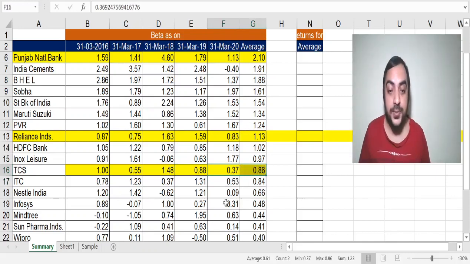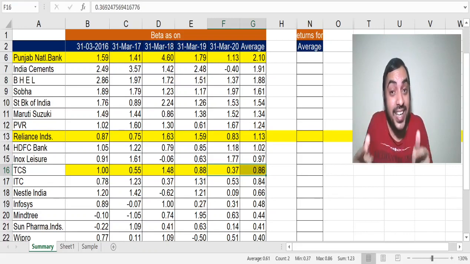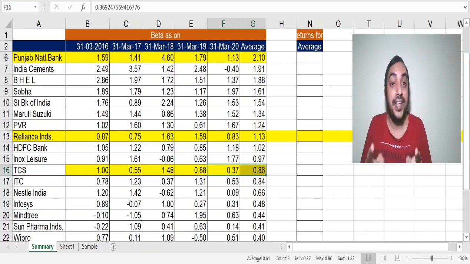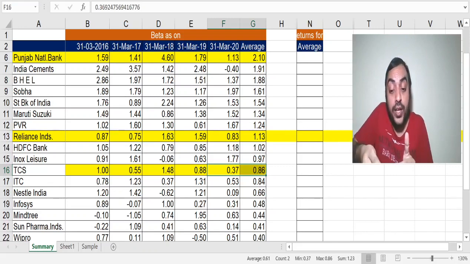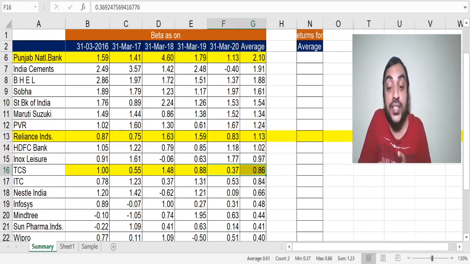So the point is, my dear friends, beta is a very good measure of risk, but it keeps fluctuating. It's not a fixed number. It is just an indicator of what happened in the past. So it might happen in the future, you cannot say it will happen. But in the exam, if no other information is there, we have to assume it will happen. That is the basic assumption of any analysis: history is the indicator of the future.